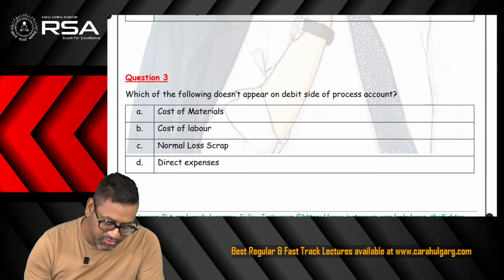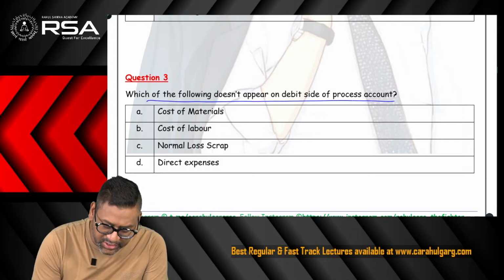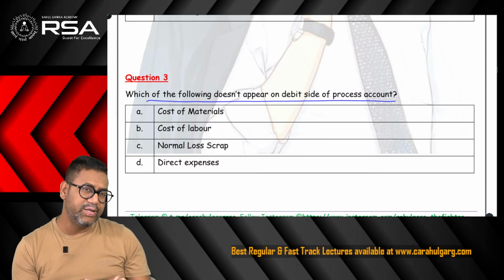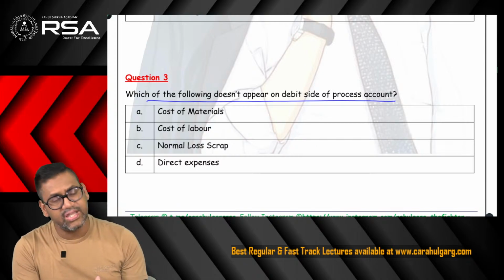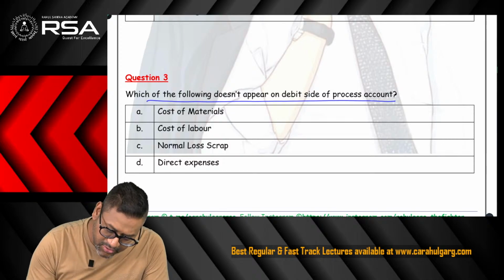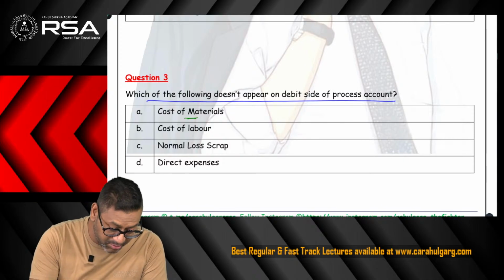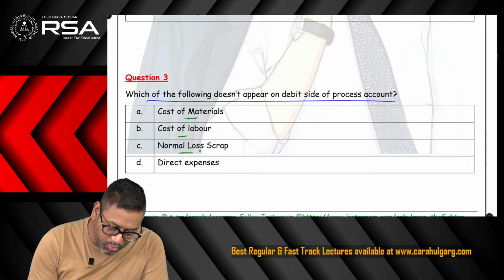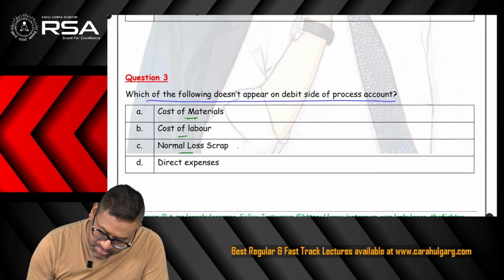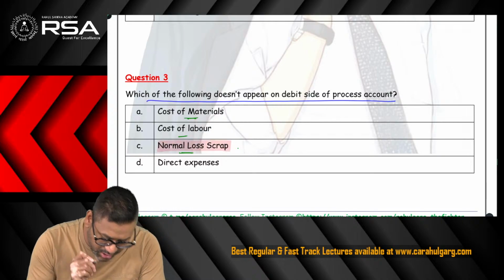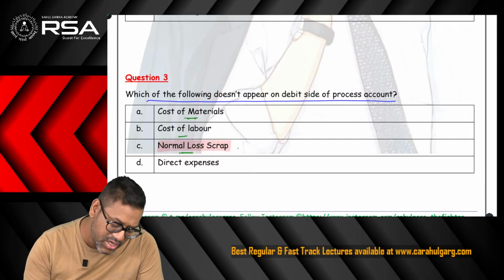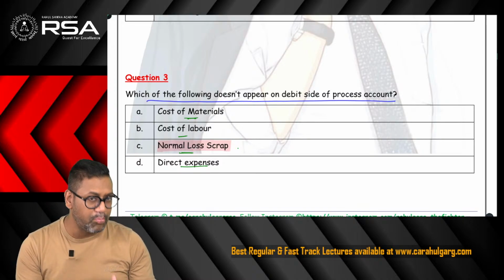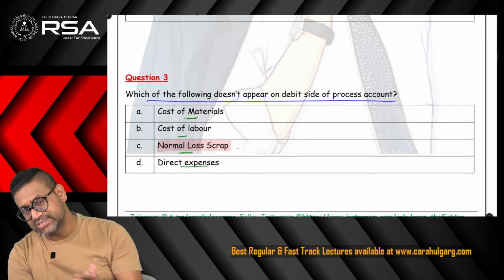So it says, which of the following doesn't appear on the debit side of process account? We know in the process account on the debit side, we mainly put the expenses plus there can be the abnormal gain. So question says, which one doesn't appear? Cost of material, it appears, so it's the wrong option. Cost of labor, it also appears. Normal loss scrap, no, it does not appear. So this becomes the correct option. D, direct expenses, it also appears on the debit side. Question has asked me which one doesn't appear. So normal loss scrap because it appears on the credit side, child.